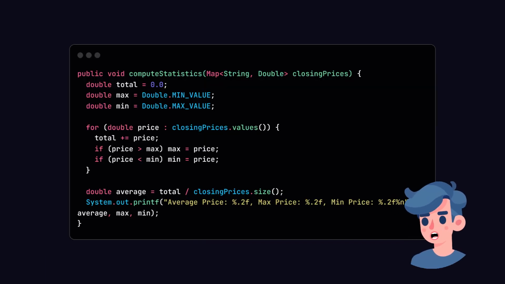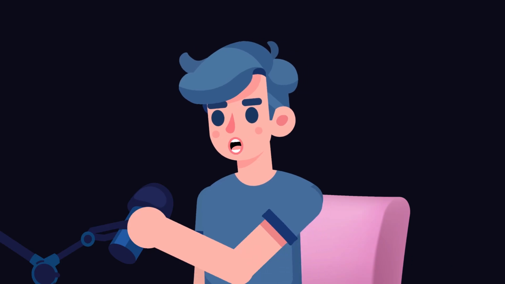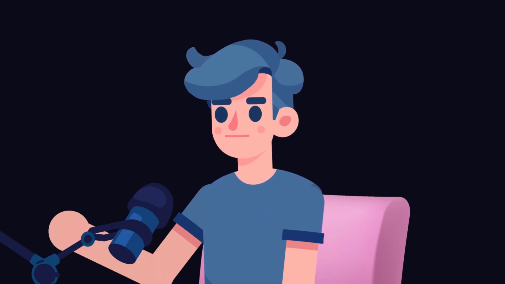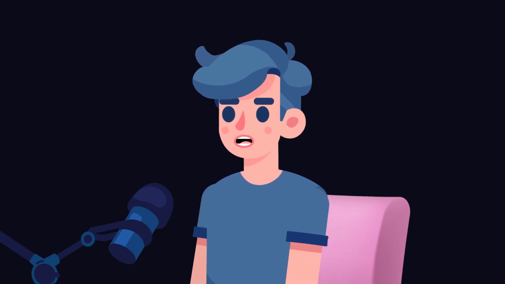Next, let's compute basic statistical measures like the average, maximum, and minimum closing prices. We can create a simple method to accomplish this. In the compute statistics method, we calculate the average by accumulating the prices and dividing by the total count. We also keep track of maximum and minimum values.